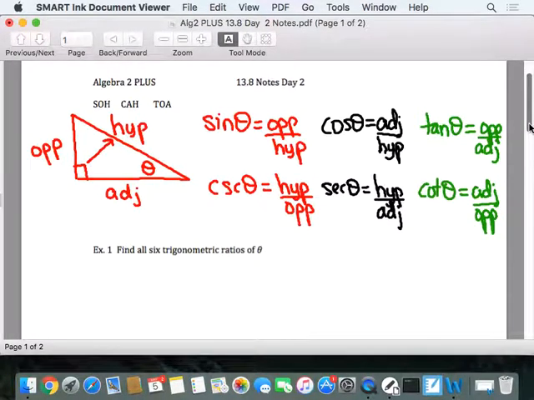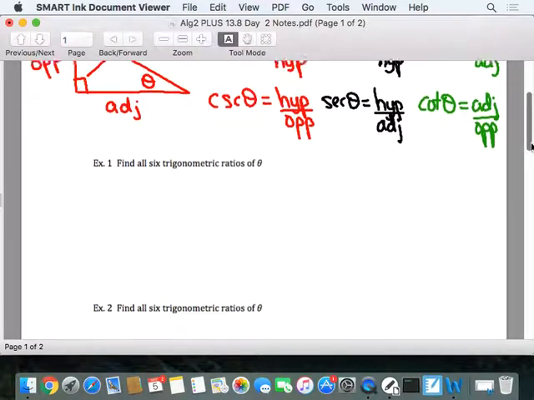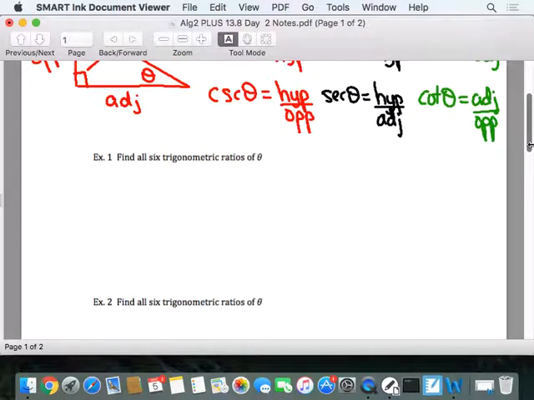So we're going to apply this to some right triangle trigonometry. In example 1, it says find all 6 trigonometric ratios of theta. So let's draw the following triangle. I'm given 2 sides of the triangle. Across from theta is 6, and adjacent to it is 9. So how do we find the missing side?